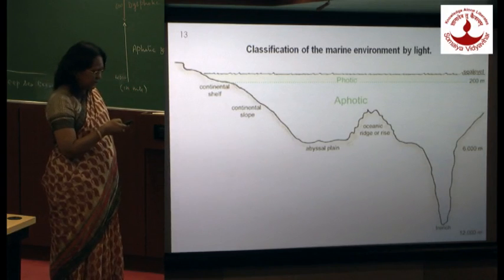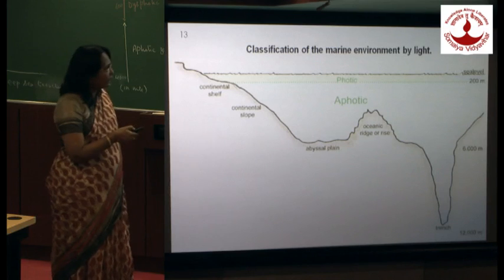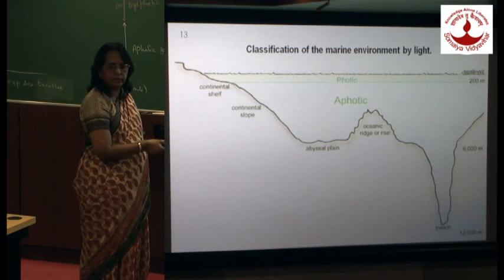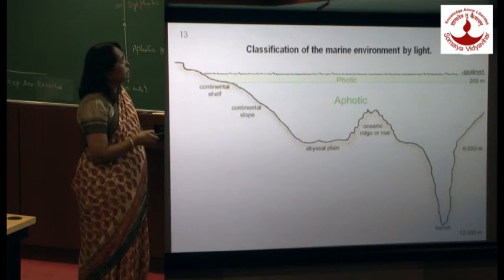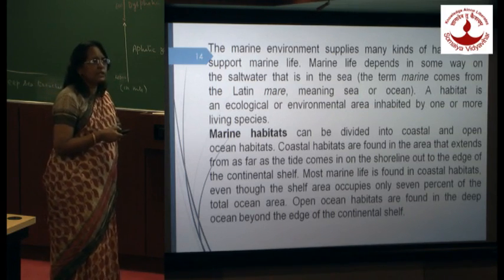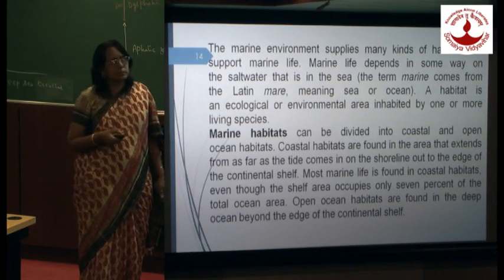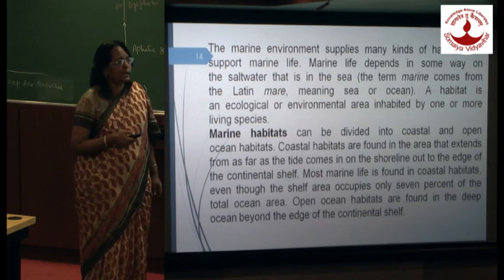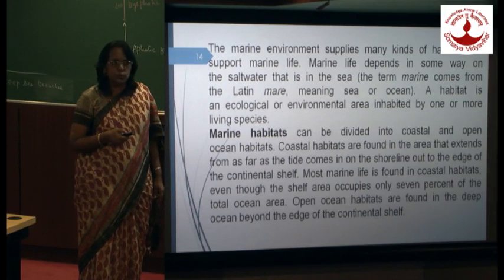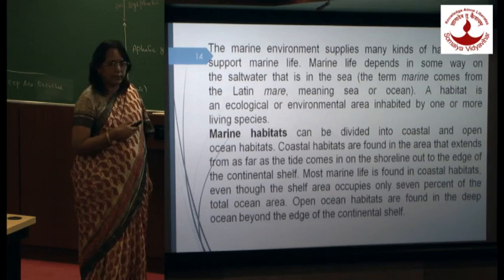Now this is again the same thing with light. I need not go again. What you can see, this is only to show you the depth of the trenches. Now, marine environment supplies many kinds of habitats. Okay, there's huge biodiversity. So biodiversity is based on different types of habitat that support marine life. Alright, now marine habitat can be divided into two. One is coastal and the other is open ocean habitat.